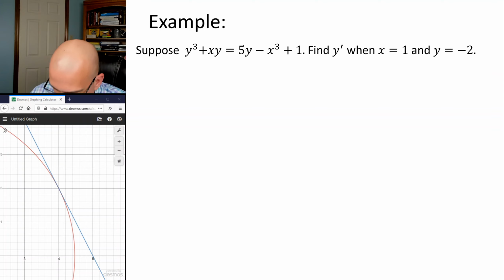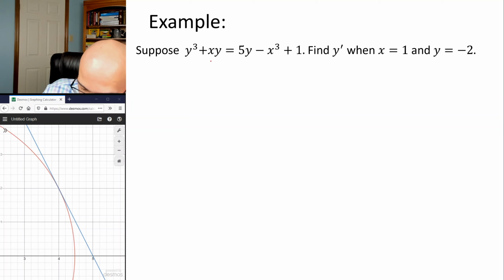Okay, next example. This time we're asked for the slope of a tangent line in a more direct way. We're asked for y prime when x is 1 and y is negative 2. So to do this, we have to take the derivative. What are we at risk of missing? We're at risk of missing a product rule. Look at the second term, x times y. That's an A and a B.